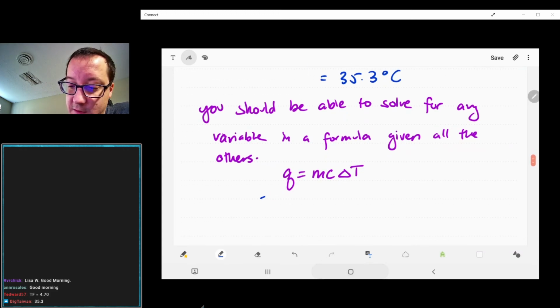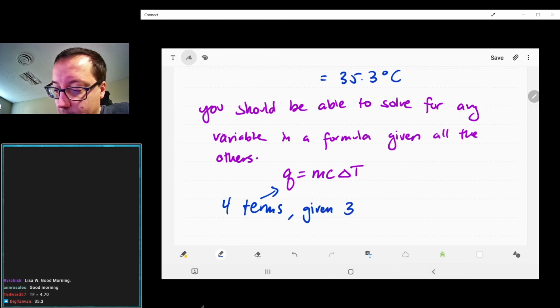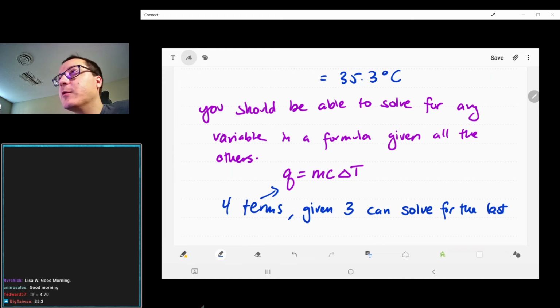So we have 4 terms, 5 terms if you really want to think about the temperature, but whatever. Given 3, you can solve for the last one. So something to think about. All right. Definitely make sure you're able to do that. If not, you may want to just YouTube solving equations, or Google it. But that's definitely a skill you're going to need. So cool. All right. Any questions on that?